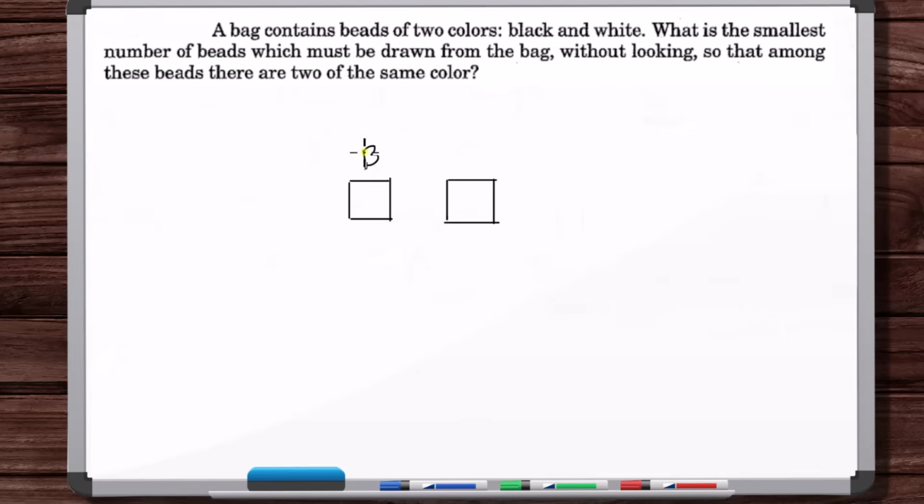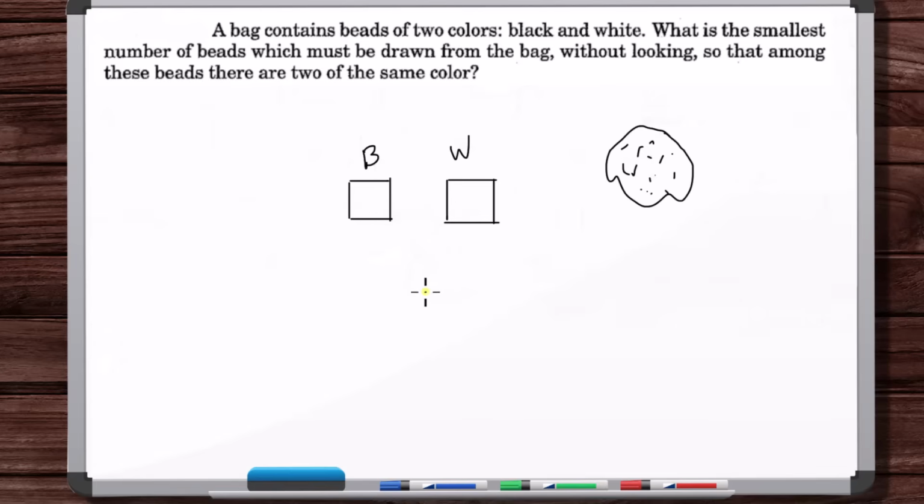Okay, black, white. And the pigeons are the beads. So a pigeon comes in, and it's going to have to go in one of the two bins because there's only black and white beads in the bag, right? So you pick a pigeon randomly. It has to go in one of the two boxes.